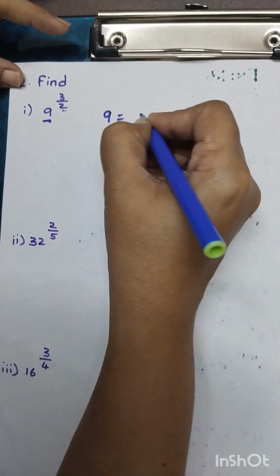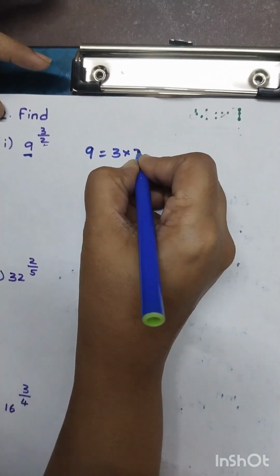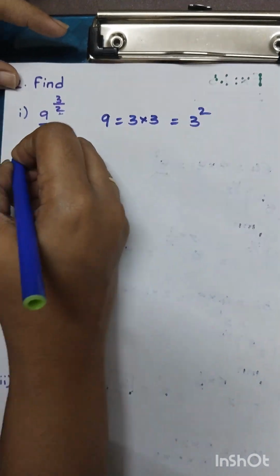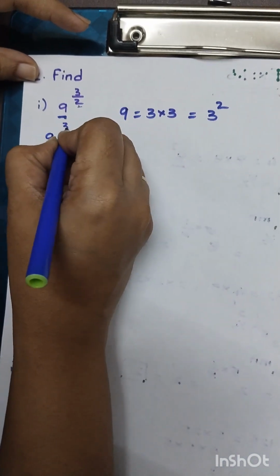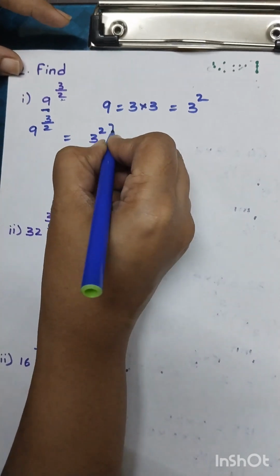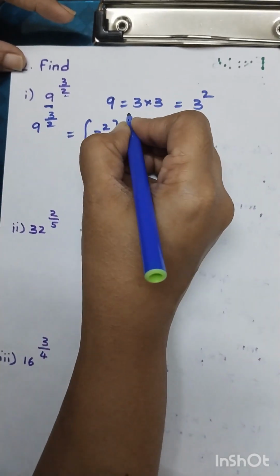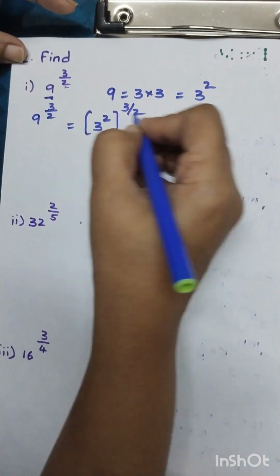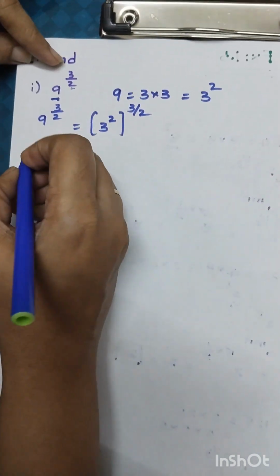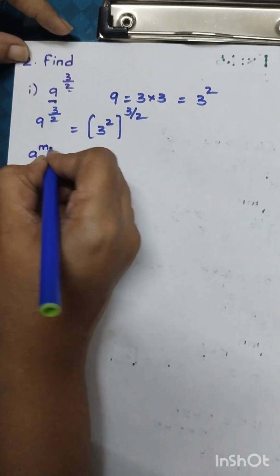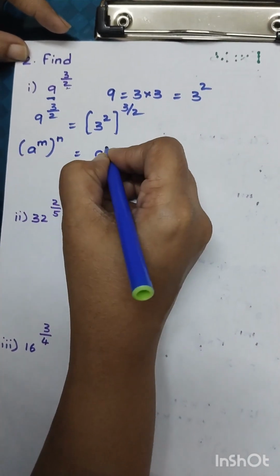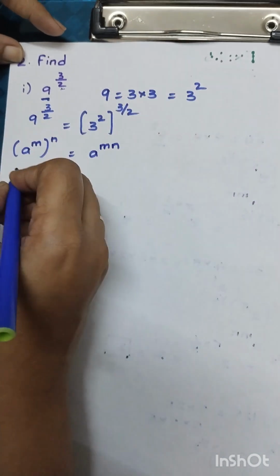9 can be written as 3 into 3. That is 3 power 2, right? So 9 power 3 by 2 can be written as 3 square to the power of 3 by 2. Now let's recall the identities. Which identity is similar to this? It is a power m to the power of n. So what does this give? A power mn. So now let's solve this.